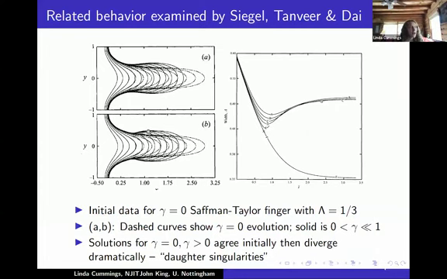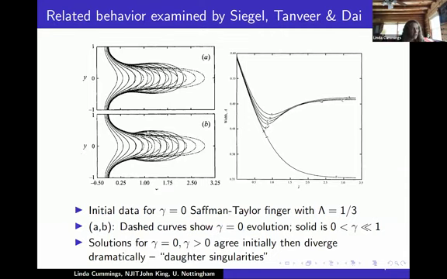But the solid curves show simulations at small positive surface tension. These curves, figures A and B, are just showing two different values of the surface tension, but they're both very small. Again, you see similar behavior to what was seen in the numerics on the previous slide, where the positive surface tension solution starts out by following the zero surface tension behavior, but then it changes its mind at this point here, and it remembers that it's supposed to form a lambda equals 1/2 finger.